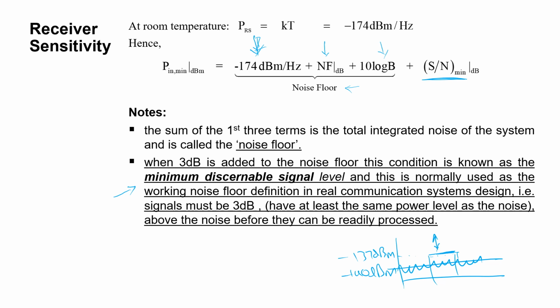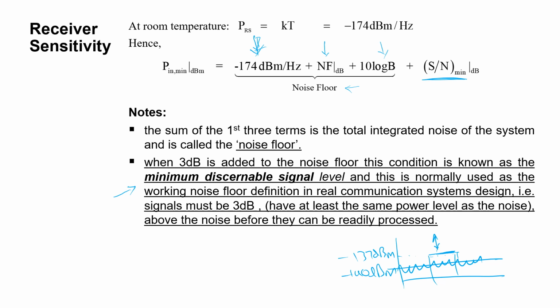level. So when 3 dB is added to the noise floor, this condition is known as the minimum discernible signal level, and this is normally used as the working noise floor definition in real communication system designs. That is, the signal must be 3 dB above, or have at least the same power level as the noise above the noise, before it can be readily processed.